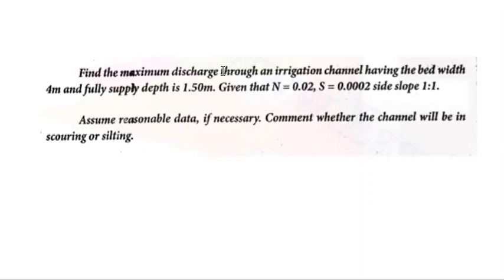So find the maximum discharge through an irrigation channel having a bed width of 4 meter and a full supply depth of 1.50 meter. Given that n is equal to 0.02, s is equal to 0.0002, side slope 1 is to 1. Assume reasonable data if necessary. Comment whether the channel will be scouring or silting.